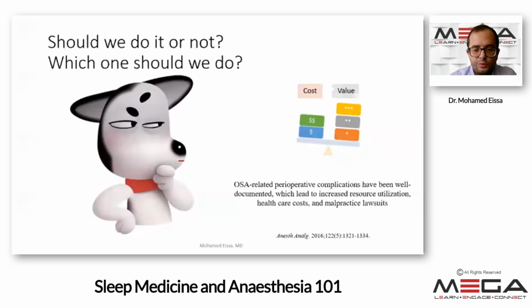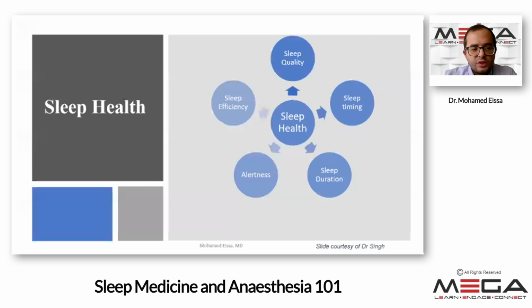So now I'll try to speak about sleep health. For sleep health, we have five important pillars that determine the sleep health. These pillars are the sleep quality, which is a subjective assessment of good or poor sleep, just by simply asking the patient, are you satisfied by your sleep or not? We have also the sleep timing, which is a placement of the sleep within the 24 hours. And we have the sleep duration, which is the total amount of sleep per 24 hours, alertness, and the sleep efficiency, which is the ease of falling asleep and returning back to sleep.